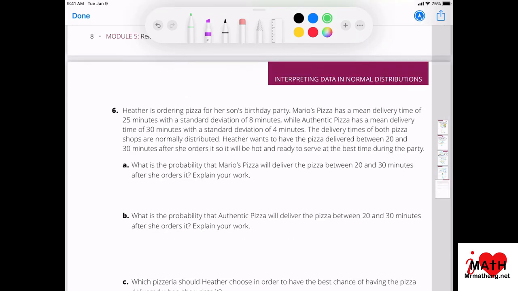Heather is ordering pizza for her son's birthday party. Mario's Pizza has a mean delivery of 25, so I'm going to write Mario's, and his mean is 25, and our standard deviation of 8. What does that mean? You're going to wait the delivery of 25 minutes per pizza, and it could take more than 8 minutes, so plus 8 or minus 8. Authentic Pizza has a mean delivery of 30 minutes, so on average you're going to wait longer, but the spread is 4. So this is authentic.